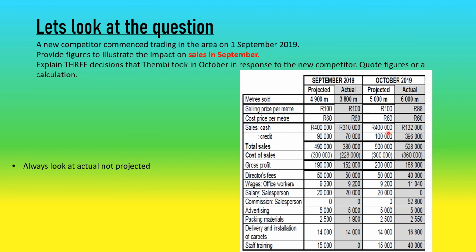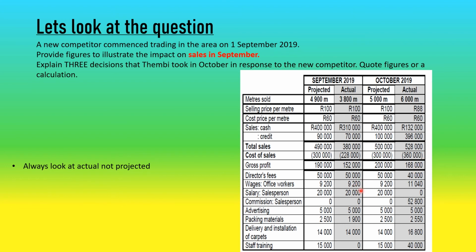You'll see his cash sales projected was 400,000 and his actual cash sales was 132,000. He projected 100,000 credit sales, but he sold 396 Rand on credit, which is a good thing. That means he's actually promoting more credit sales to attract and retain more customers. Excellent thing to do for business. If you do have a new competitor, people are usually attracted to credit. So that is a good technique.